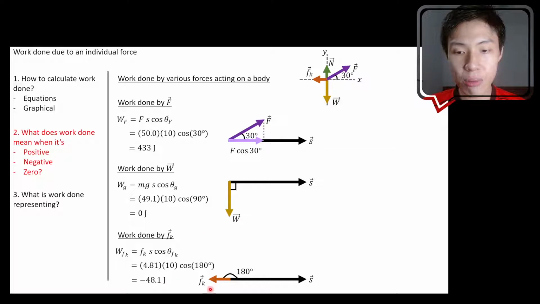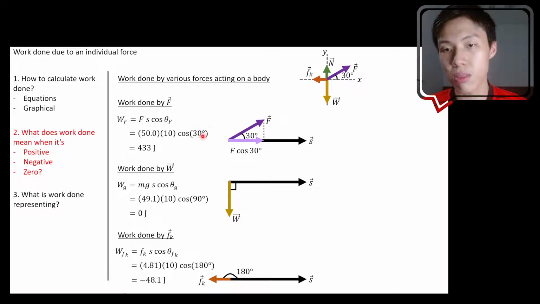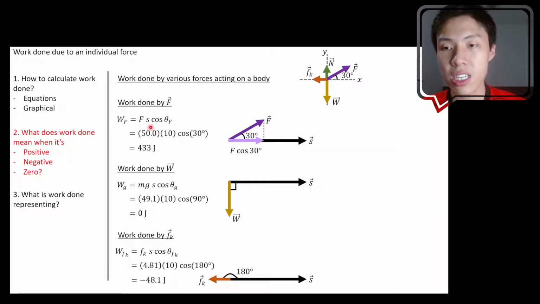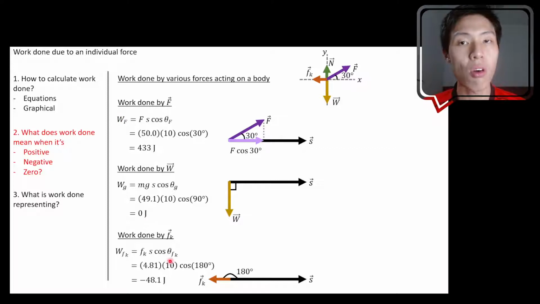So this diagram here is a diagram which I use to determine the angle between the force and the displacement. You can see 30 degrees here is the angle between the external force and the displacement. 90 degrees here is the angle between the weight and the displacement, and 180 degrees here is the angle between the kinetic friction and the displacement we have here. So let's study further what causes this work done to be positive, zero, or negative.